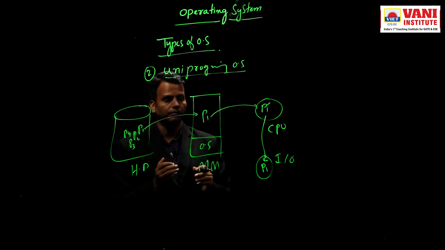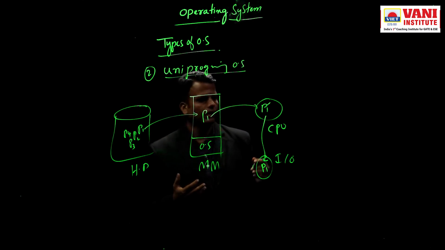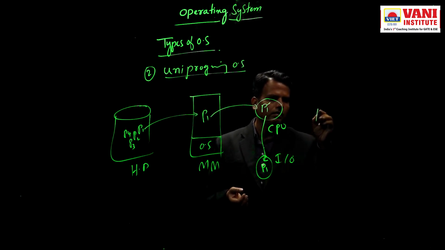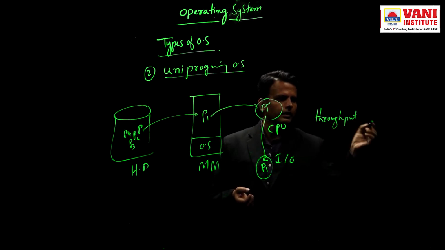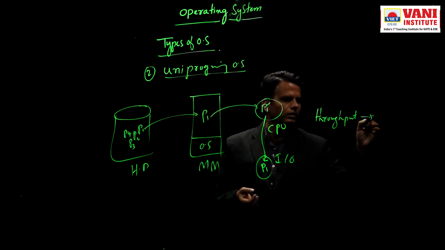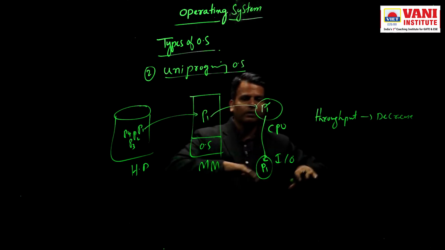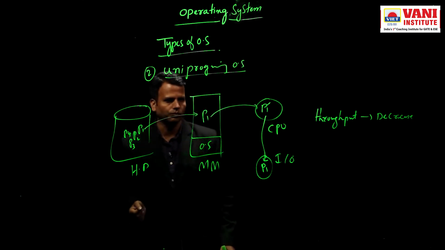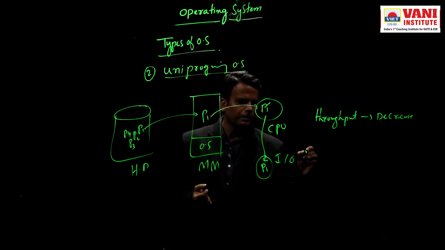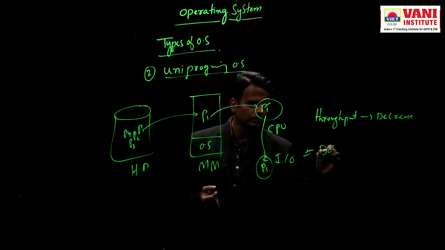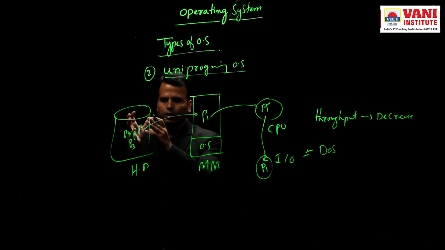So the same thing is coming which we already discussed with the batch operating system. The CPU remains idle, so throughput will decrease. And we need to work on increasing throughput. An example of this operating system is DOS, disk operating system. This is the first operating system which supported disk technology.